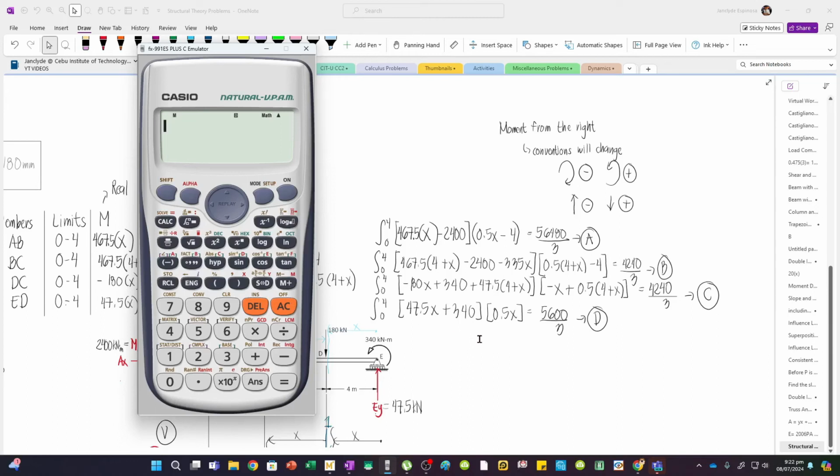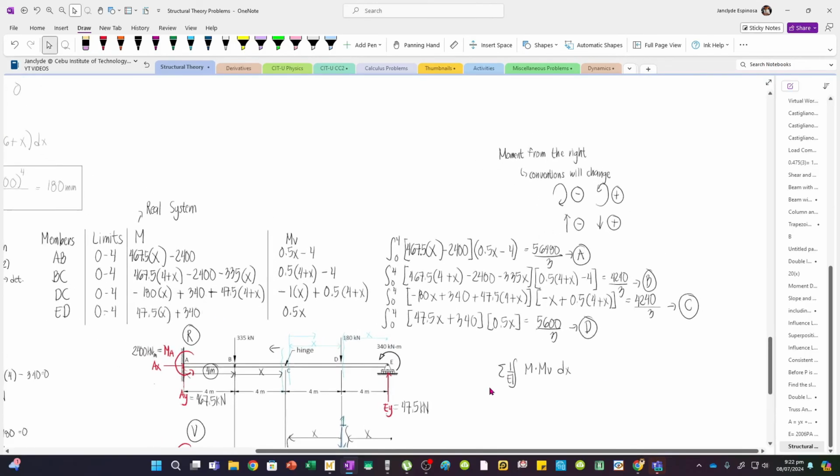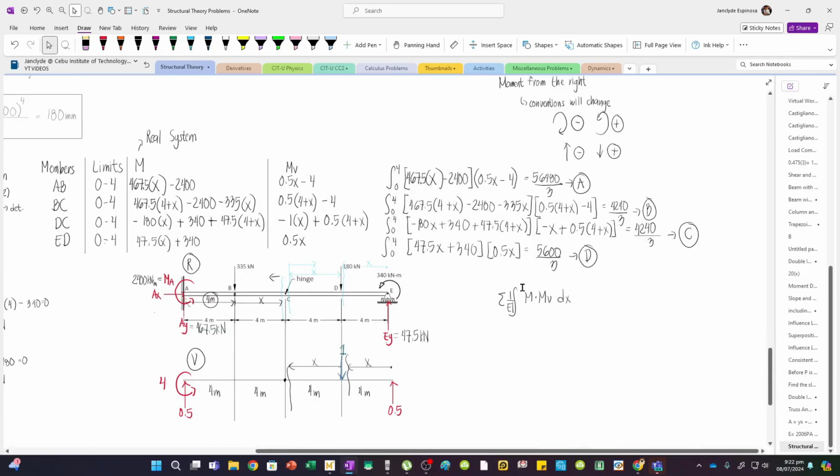Now, diba, yung deflection is summation of the integral of m mv dx, and then we have 1 over EI. Now, we are given 1 over EI, and then the summation of all of these m times mv, it will be A plus B plus C plus D. Therefore, my deflection at D is gonna be A plus B plus C plus D divided by EI.